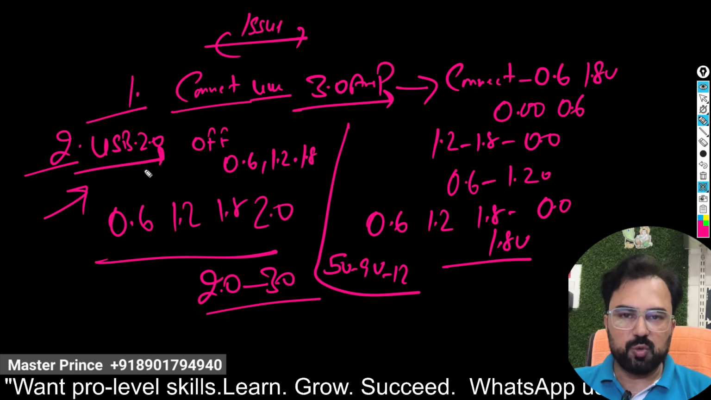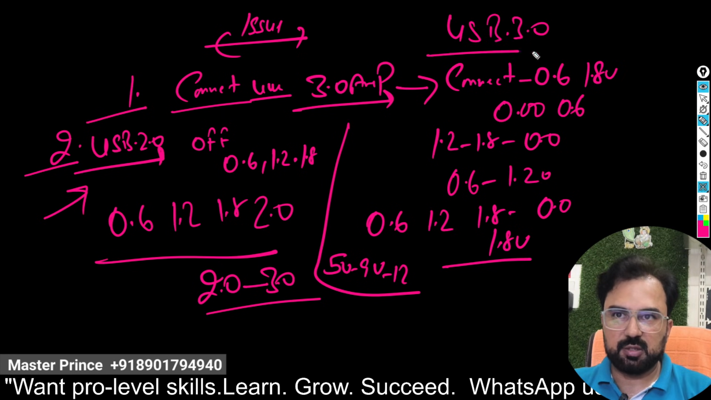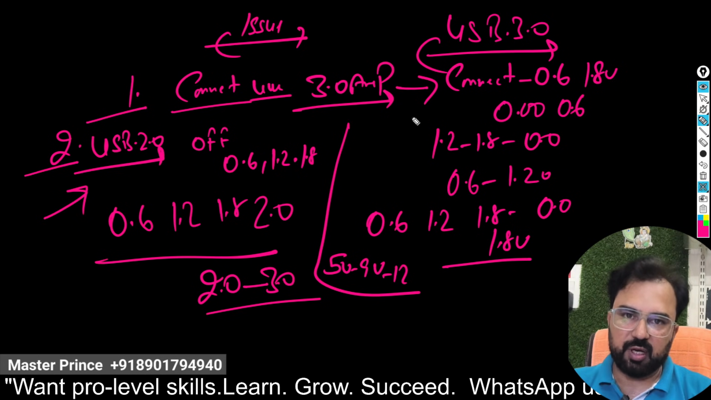Similar on a USB 2.0 ampere, and this is a USB 3.0 with fast charging support. You must have seen that when you connect a fast charger with USB 3.0, it will shift from 5 volt to 9 volt, also sometimes 12 volt, and the ampere also increases for fast charging. But if you connect a 2.0, it's working on 5 volt and max 2.2 ampere.